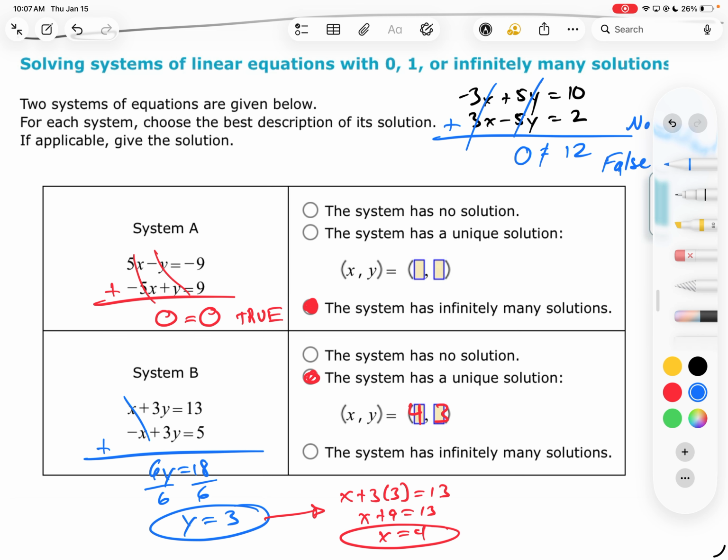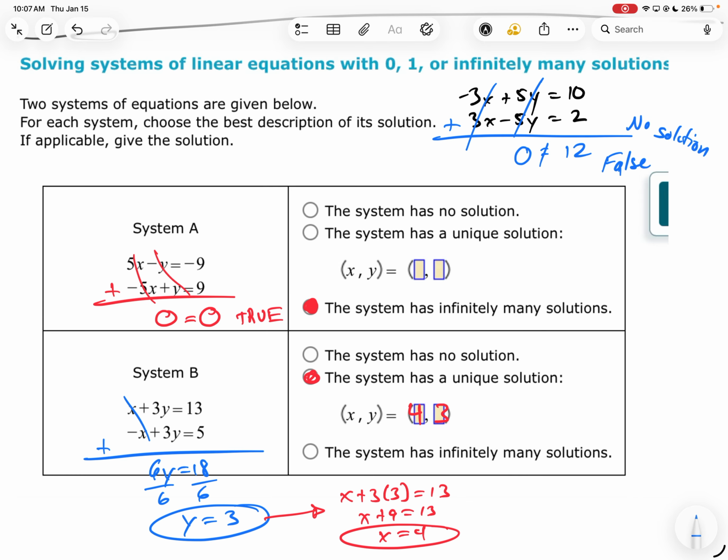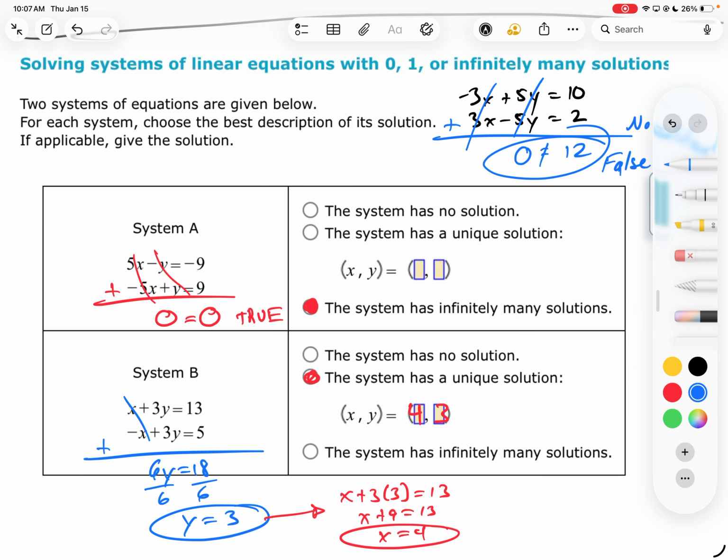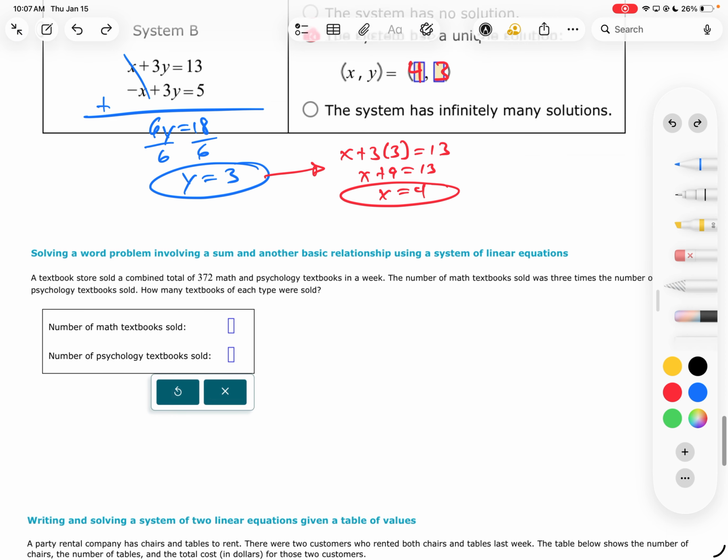Okay, so yeah, this topic should be pretty easy to solve, but you're going to run into those 3 different scenarios. If both of them cancel out and it's 0 equals 0, then it's infinitely many solutions. But if both of them cancel out and it's like 0 equals 12, then it is no solution. And then, of course, you can get the one solution like we have been doing. All right.